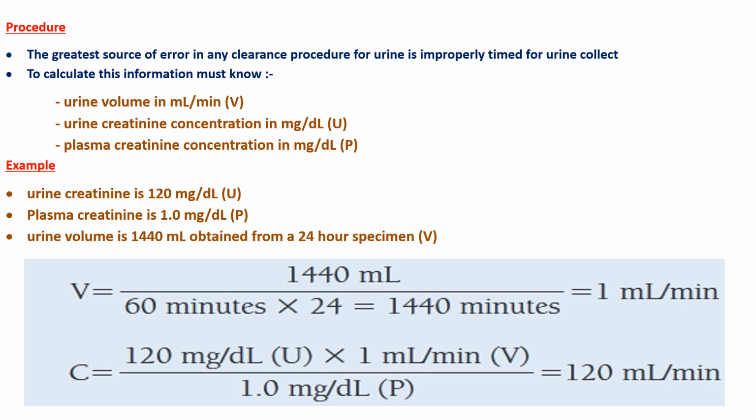Now we will talk about the procedure. The greatest source of error in any clearance procedure is the time over which the urine is collected. To calculate this, we must know the urine volume, the urine creatinine concentration, and the plasma creatinine concentration. As in the example, urine creatinine is 120 mg per deciliter, plasma creatinine is 1 mg per deciliter, and urine volume is 1440 ml obtained from a 24-hour specimen. As we see in this equation, V equals 1 ml per minute and clearance equals 120 ml per minute.